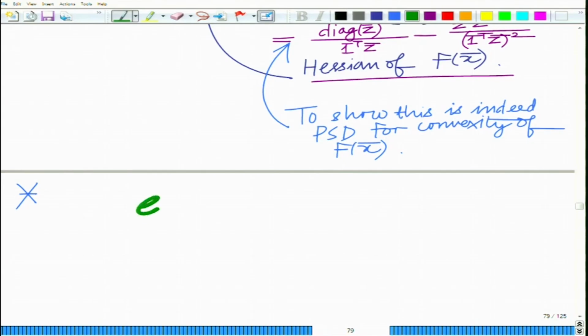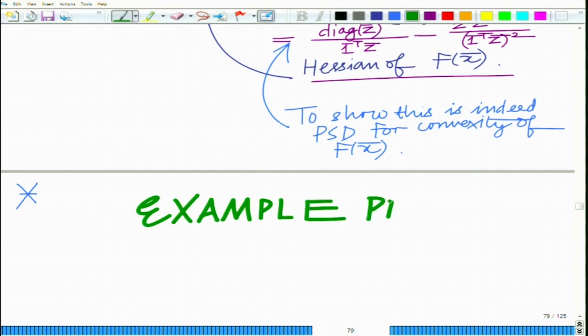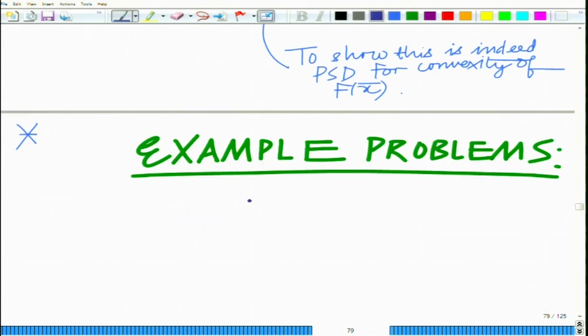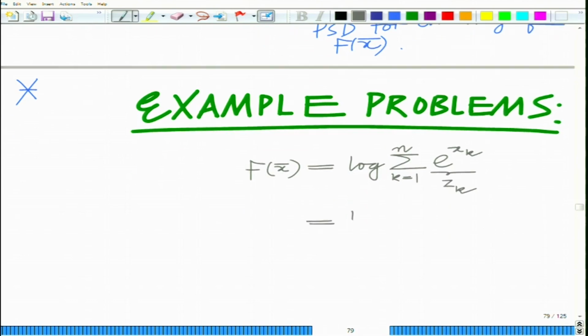So, what we are looking at are example problems, and in particular, we are considering this interesting function which is the log sum exponential, that is you have f of x bar is log of summation k equals 1 to n e raised to x k, and if we denote each e raised to x k by z k, then you can write this as log 1 bar transpose z bar.